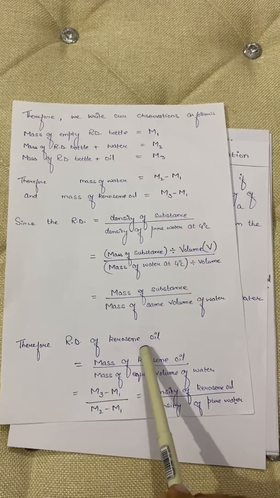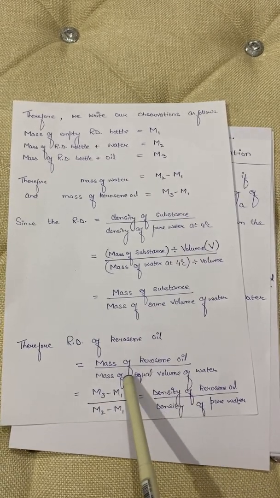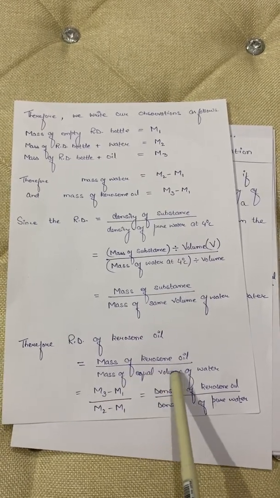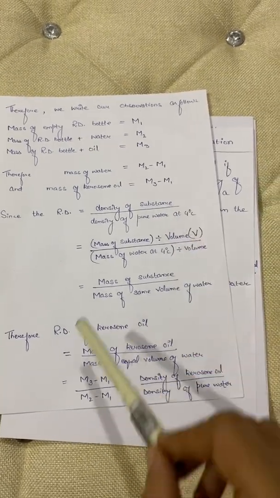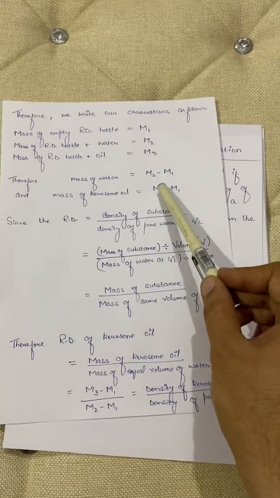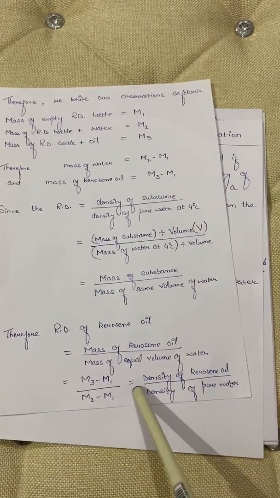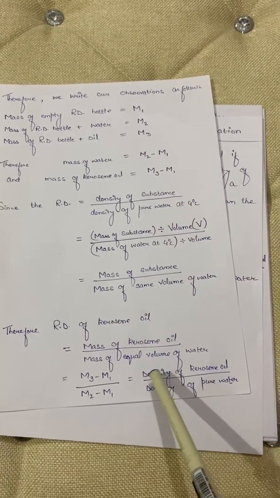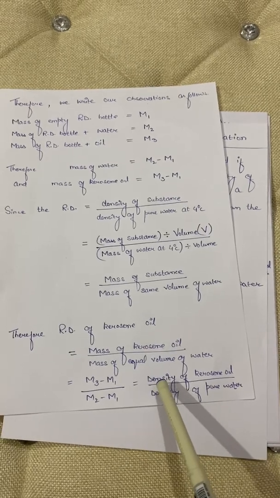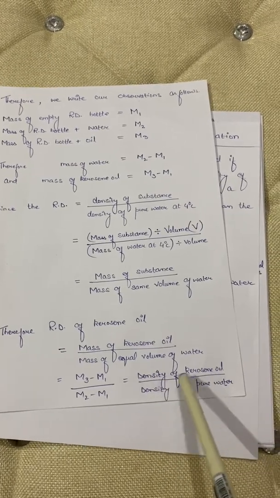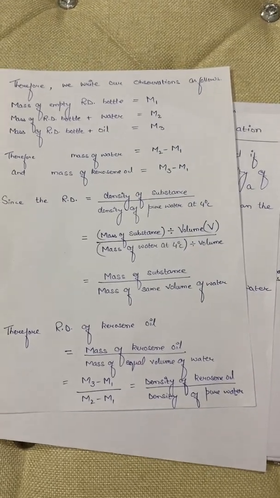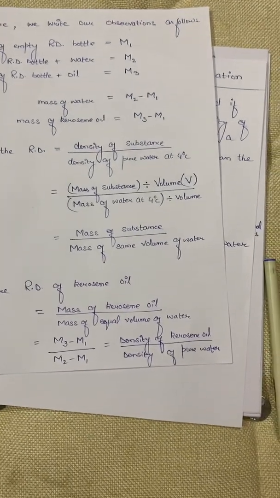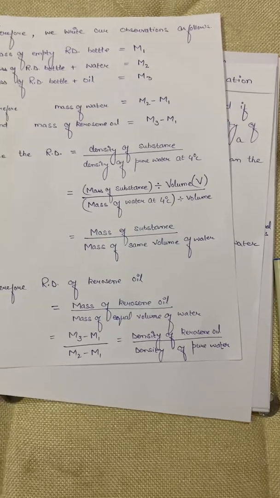Relative density of kerosene oil will be mass of kerosene oil upon mass of equal volume of water, that is (M3 minus M2), which we calculated from here, and (M2 minus M1), which we calculated from here. And this in turn can be related to the basic formula, density of kerosene oil upon density of pure water. So this is how we calculate the relative density of an unknown liquid.